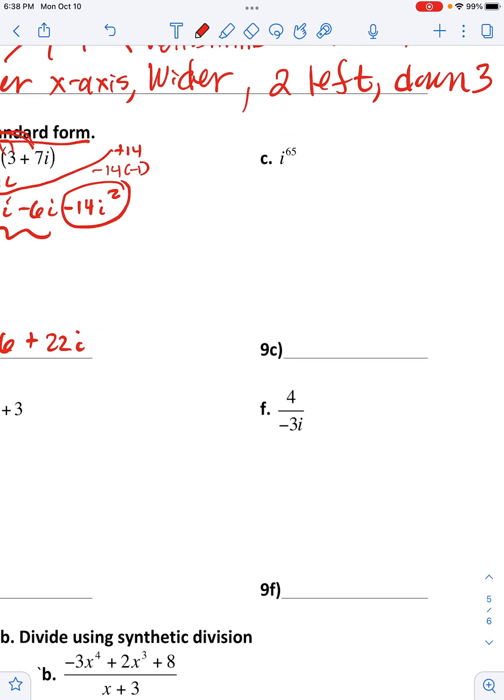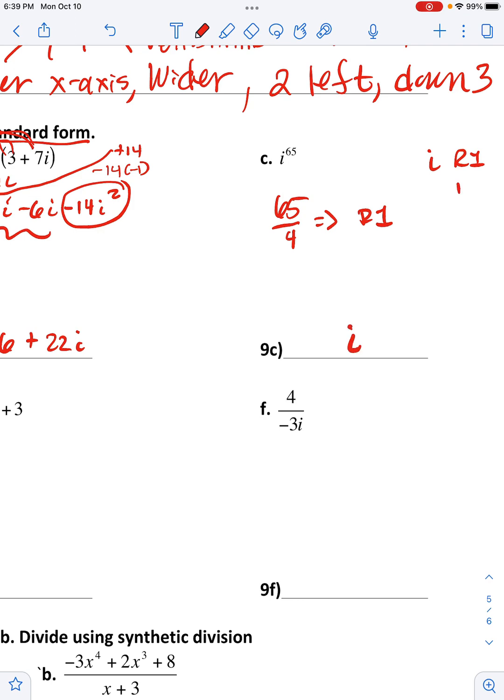Okay, i to the 65 is kind of confusing, but that's the one where you have to figure out the remainder. You take the power, you divide it by 4. 65 divided by 4 is going to lead to a remainder of 1 because 4 goes into 64, but not 65. And so then you think back and go, okay, remainder of 1 means I'm going to be in the first of my 4 options. So my remainder of 1 is an i. And so then my answer is going to be i.